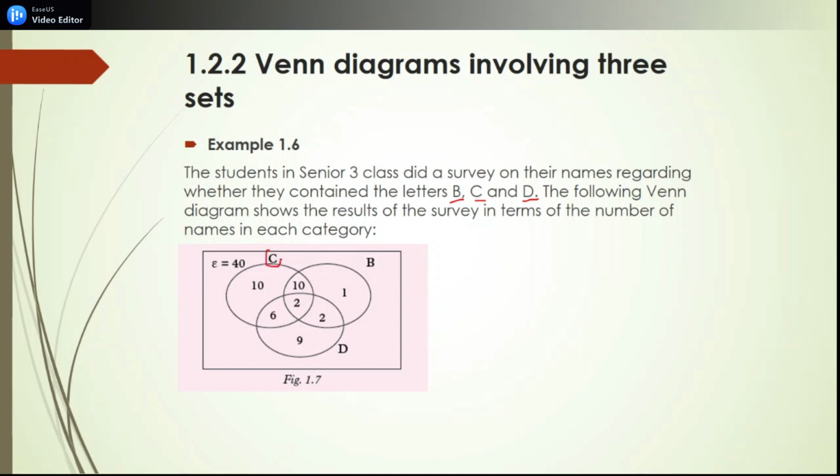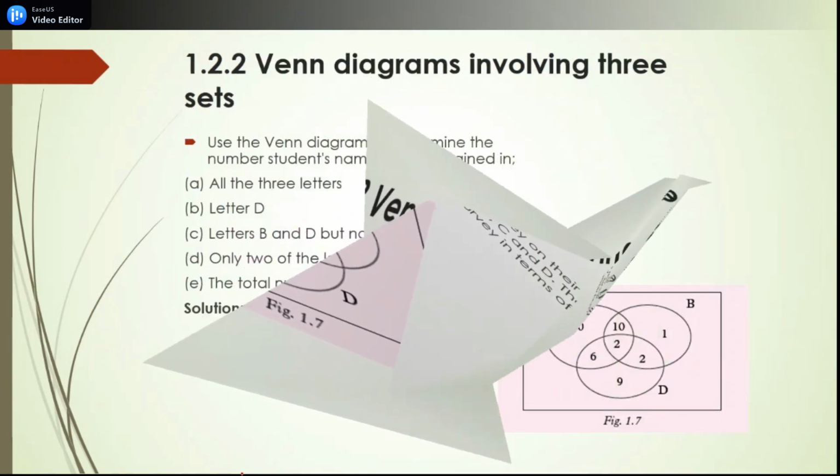Students whose name contains C are 10, both B and C is 10, and 2 in the intersection of all 3 letters. The names containing D, you have 2 in the intersection between D and B, and so on.